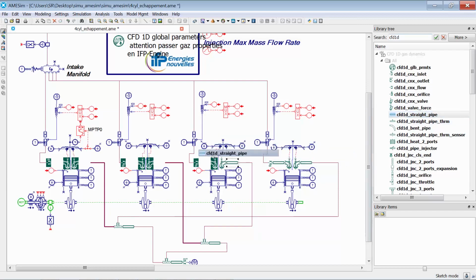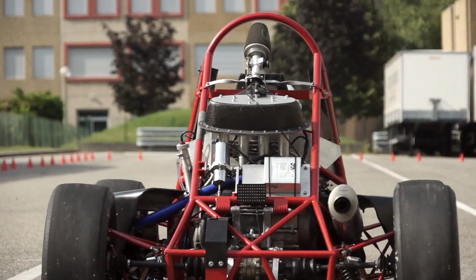We wanted to simulate the acoustics of the engine, more precisely in the intake and exhaust areas. So we realized two models, a 0D interior engine model and a 1D model of the pipes. We used several libraries, but mainly the IFP Drive, IFP Engine and CFD1D libraries. Thanks to this LMS Amesim model, we could predict the performance of our engine and thus the performance of our racing car.